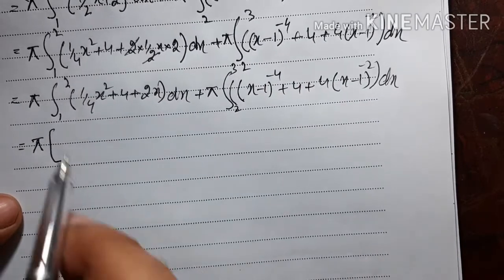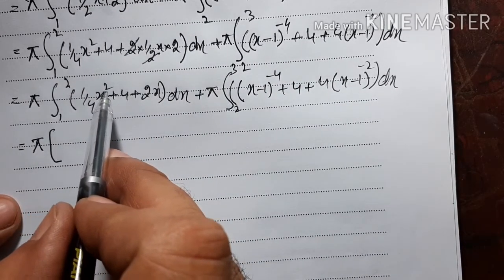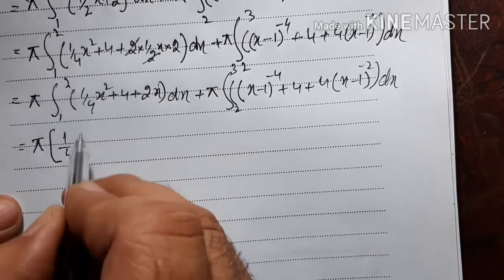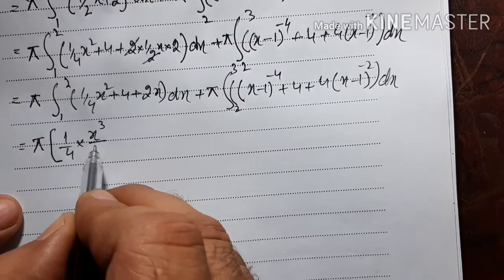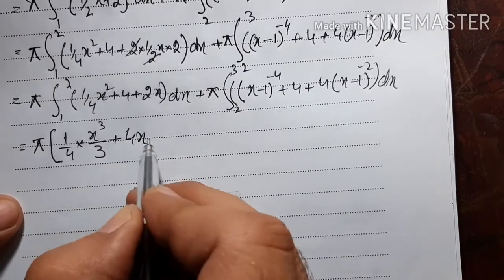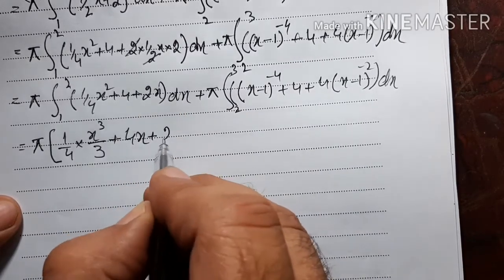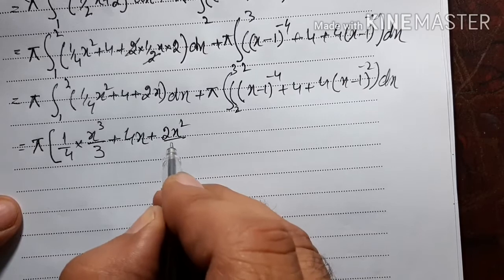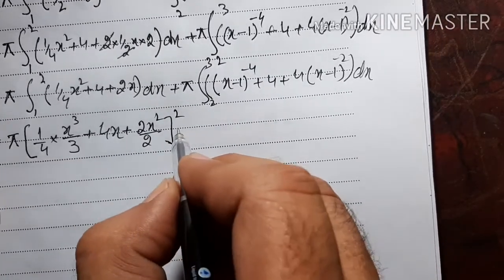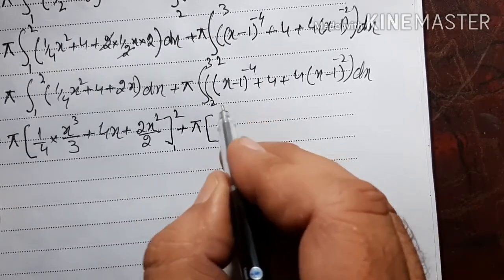Remove the sign of integration. 1 over 4 x squared integration is 1 over 4 into x cube over 3, plus 4's integration is 4x, plus 2x integration is 2x square over 2, limit 1 and 2, plus pi. I will integrate it as well.